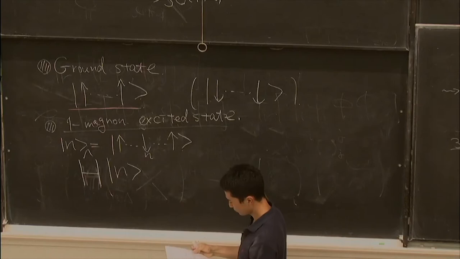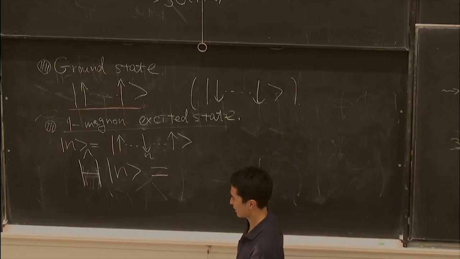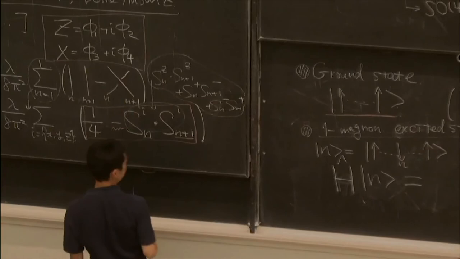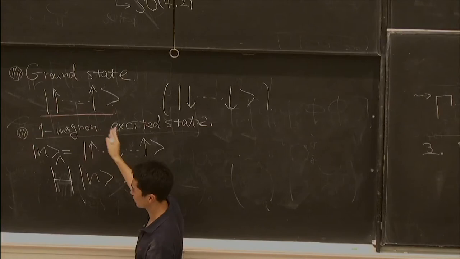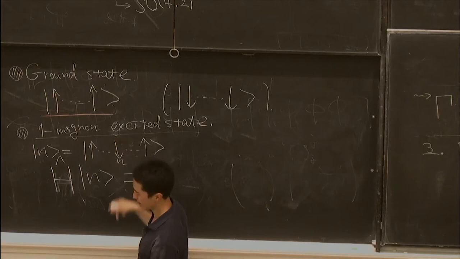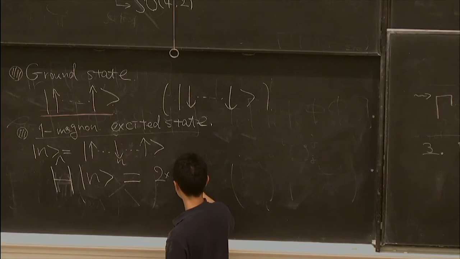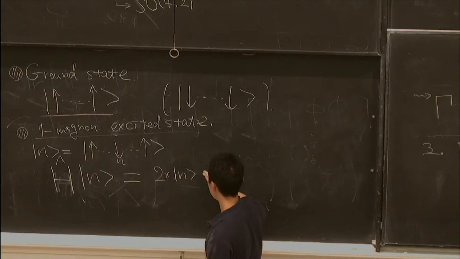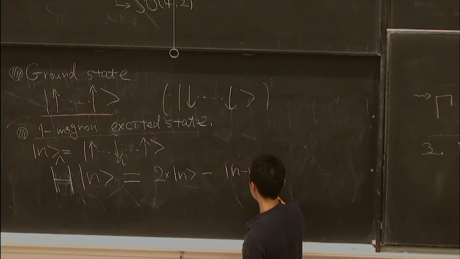Let's act with H. It's very easy. The Hamiltonian consists of two terms. One is the identity, and one is a permutation. If you act the Hamiltonian on up-up, then the identity and permutation cancel out. So the only non-trivial contribution comes from acting on a pair of states which contains a down spin. If you act with the identity, you get 2 times |n>, since you can act on the pair here or here. And if you act with the permutation, then the position of this magnon shifts by 1, so you get this.